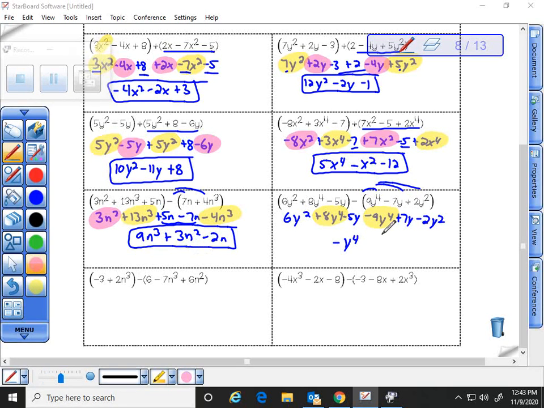And then it looks like y squares will be next. So I have 6 of them, subtract 2 of them, gives me 4 of them. And then my regular y is a minus 5 and a plus 7 is a plus 2y.